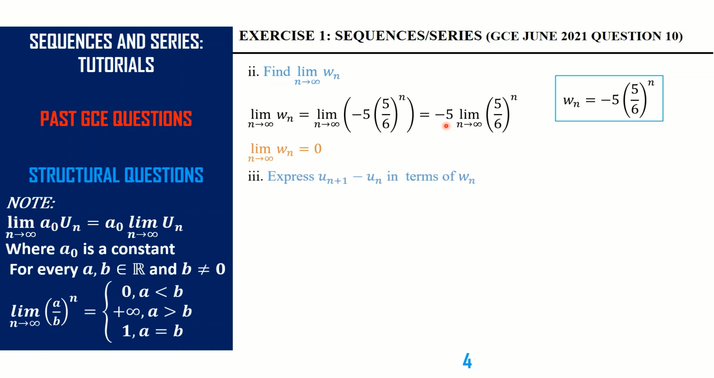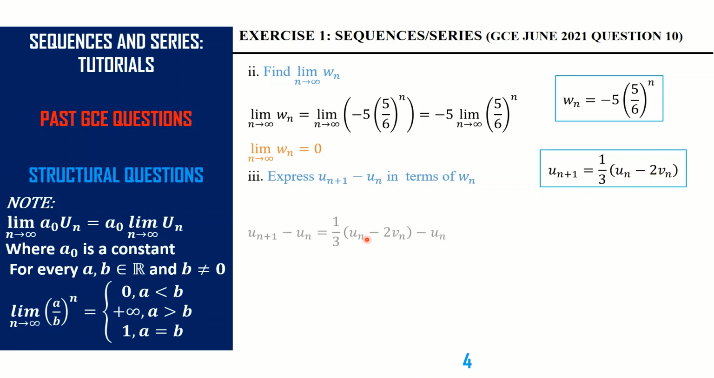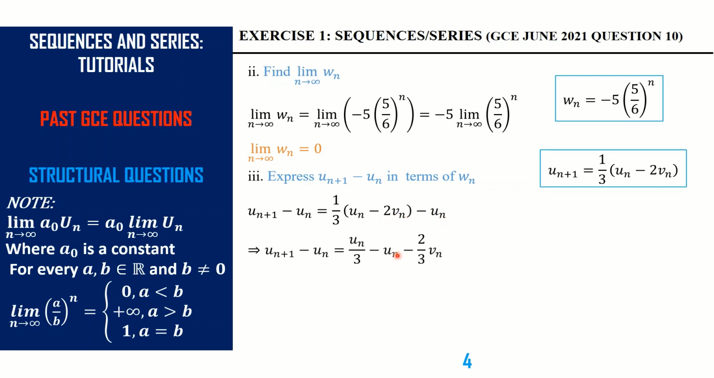Roman 3 is asking us to express u_{n+1} minus u_n in terms of w_n. Now, we have u_{n+1} as 1/3 into (u_n minus 2v_n), as we had it, that was given to us initially. So u_{n+1} minus u_n is equal to 1/3 into (u_n minus 2v_n), then minus u_n. Now we can bring like terms together.